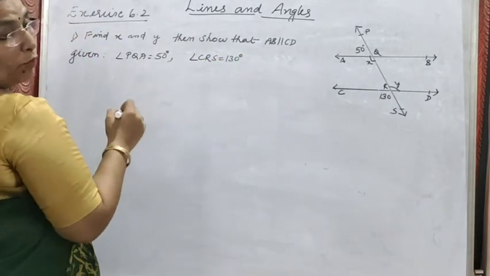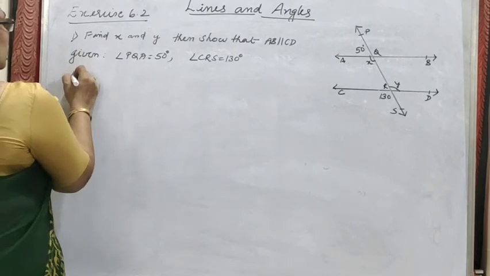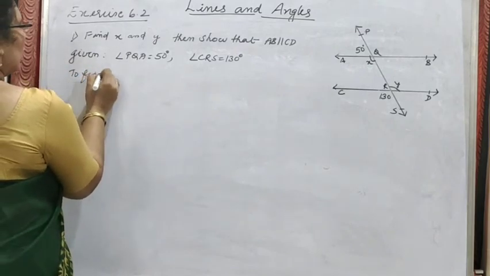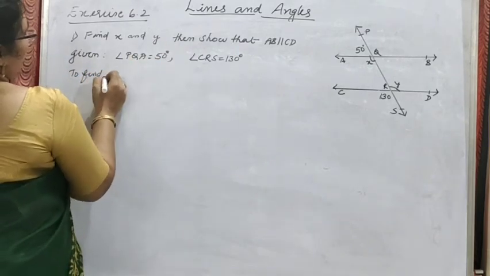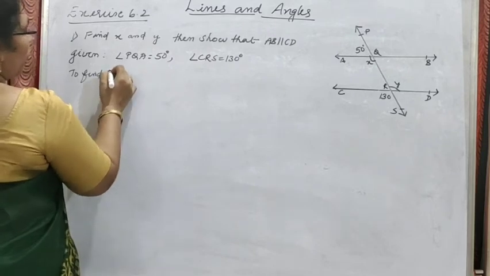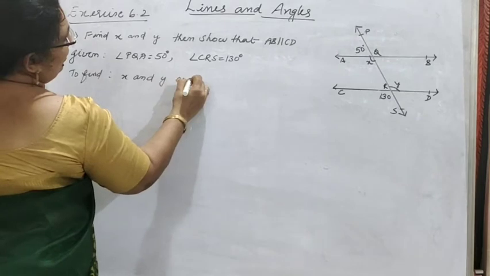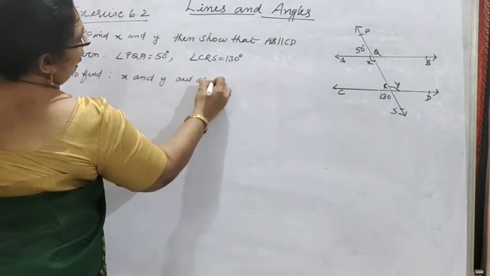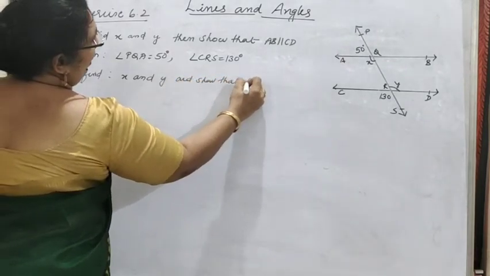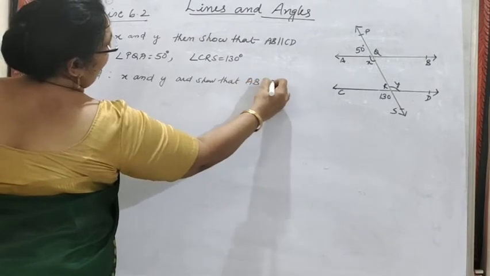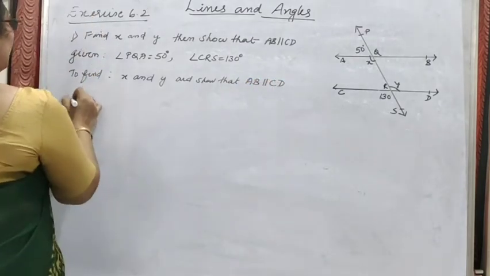What is the first step we have to do? Find X and Y, and prove also. So we can write either find or prove. So we'll write X and Y and show that AB parallel to CD. Right? Now the proof.